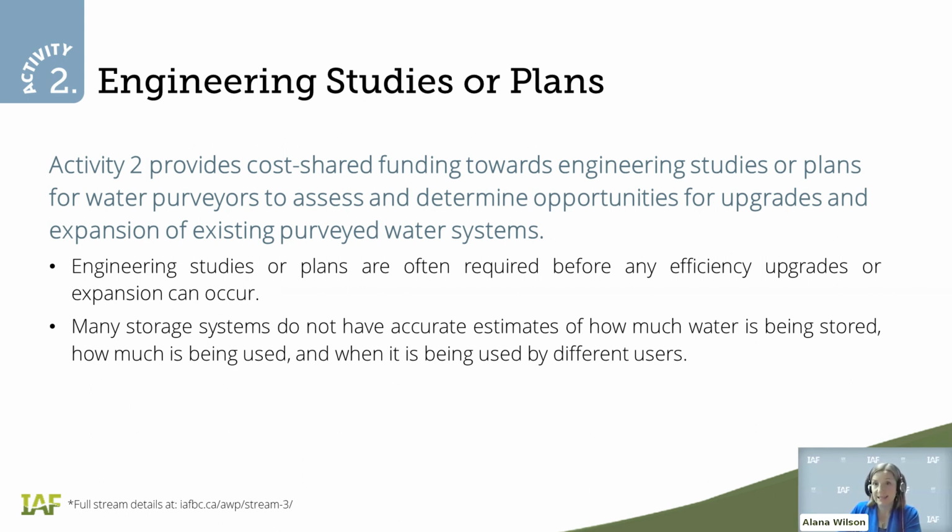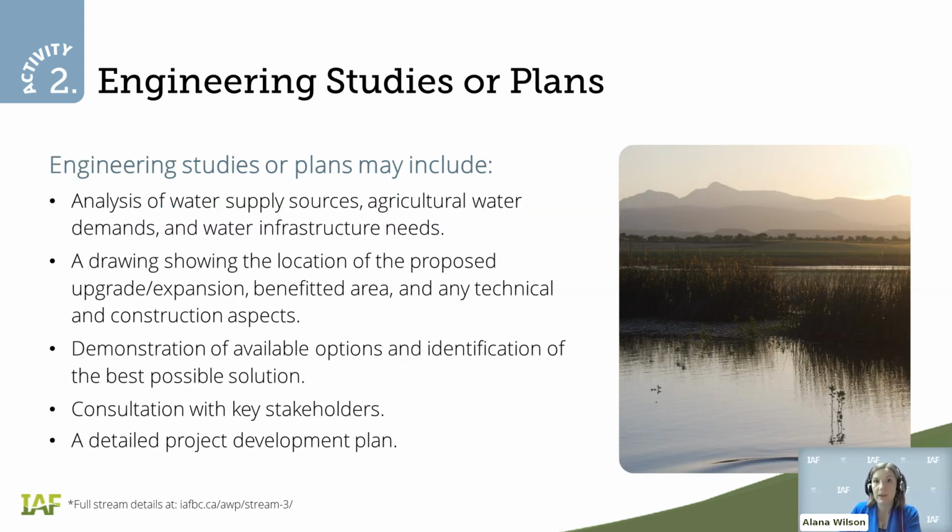So moving on to Activity 2 now. Activity 2 funds engineering studies or plans for water purveyors to assess and determine opportunities for upgrades and expansion of existing purveyed water systems. Engineering studies or plans are often required before any efficiency upgrades or expansion can occur. Many storage systems do not have accurate estimates of how much water is being stored, how much is being used, and when it's being used by different users.